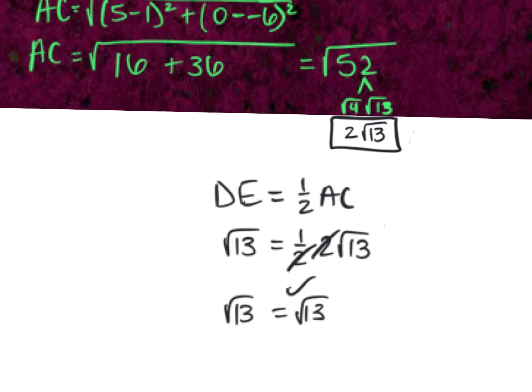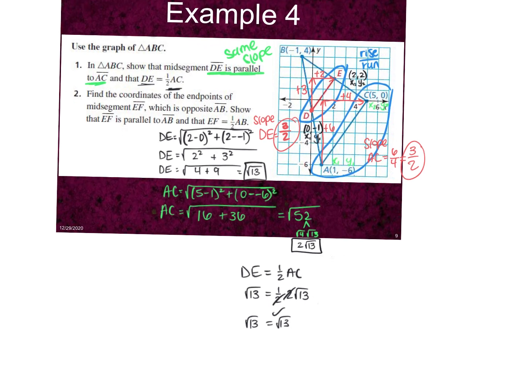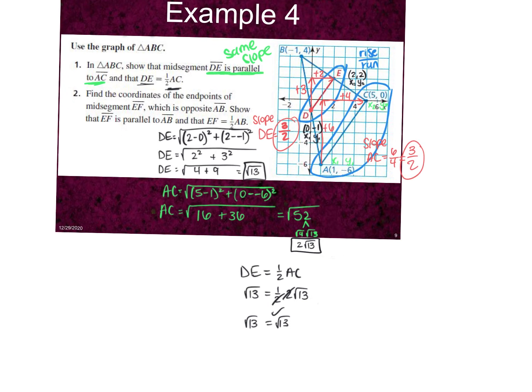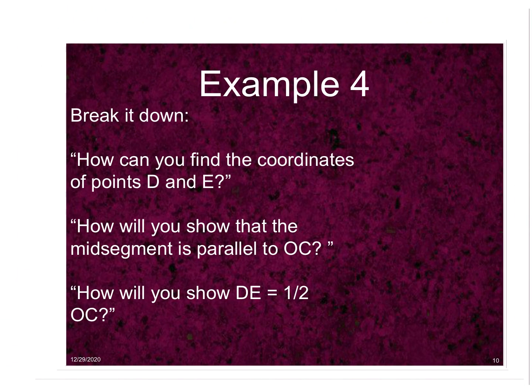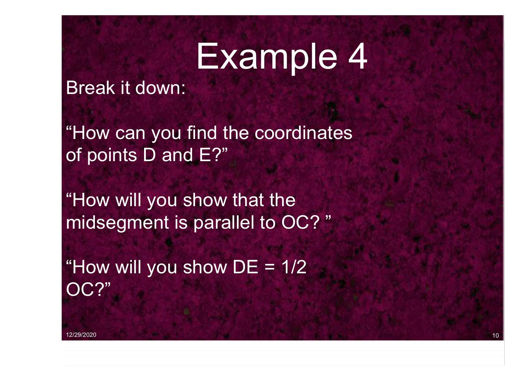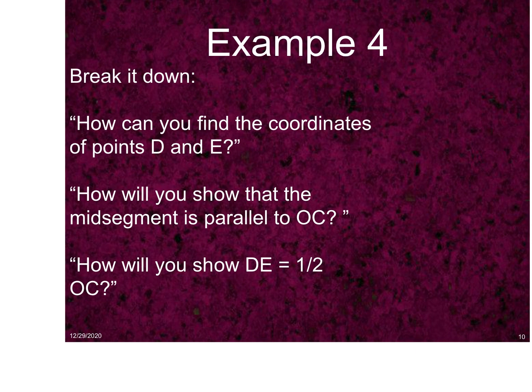So we just proved the midsegment theorem, which says that if your midsegment has exactly the same slope as one of the sides, meaning that they're parallel, and the midsegment is exactly half the length of that parallel side, which we just proved. And then this last slide is just a breakdown of what we were doing and some questions you can ask yourself as we go along the way.